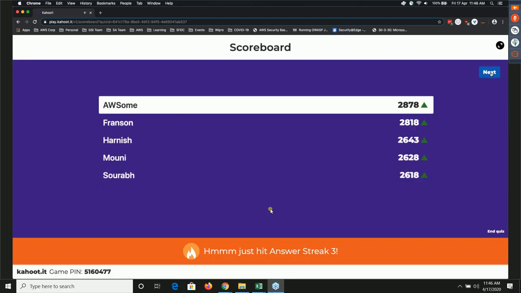All right. Okay. So we have a bit of a shake-up here. Awesome at the top. And we have Franson, Harnish, Mauni, and Saurabh. All right, let's see.